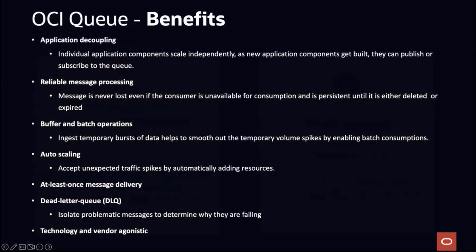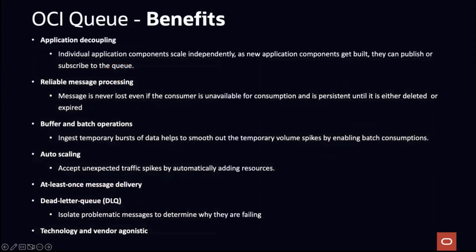We're going to look at a few benefits of the queue service now. First, application decoupling. What is application decoupling? When you build an application, you want to scale individual components up or down based on need. Whenever you scale up those components, or any new application gets built, they can publish and subscribe or consume messages from the queue anytime. The queue service sits there as a service message broker, while your applications can scale up and down independently.